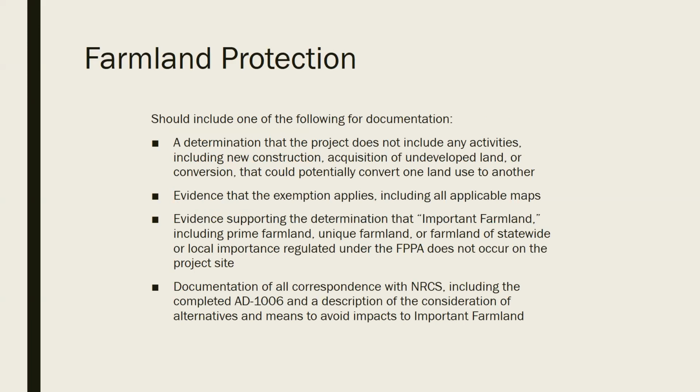The next section is farmland protection. There are several ways to document farmland protection. You can include a determination that the project does not include any activities, including new construction, acquisition of undeveloped land, or conversion, and that the project would not potentially convert one land use to another, along with evidence that the exemption applies. Or evidence supporting a determination that important farmland, including prime farmland, unique farmland, or farmland of statewide or local importance, is regulated under the FPPA. And then documentation of all correspondence with NRCS, which is the agency that's over farmland protection.